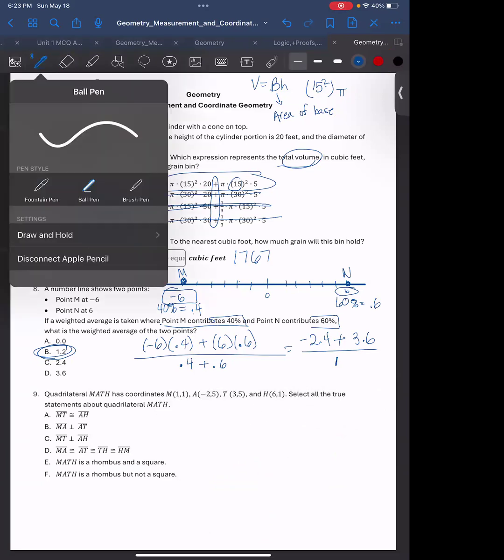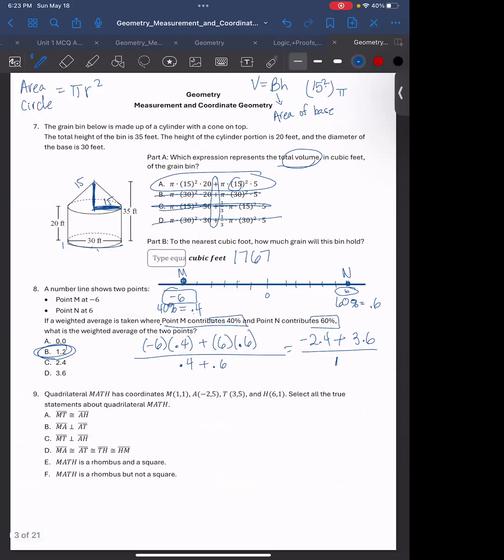All right. This will be, I think, our last question because we're already close to 6:30, and I think a select all that apply is a good way to end. So quadrilateral MATH has coordinates 1, 1, -2, 5, 3, 5, and 6, 1. Select all the true statements about quadrilateral MATH.